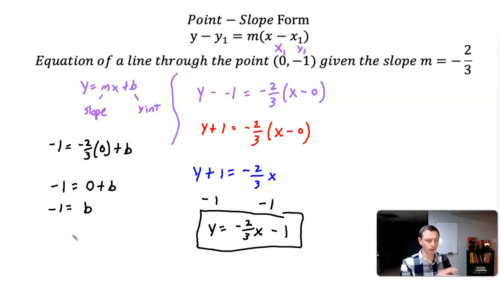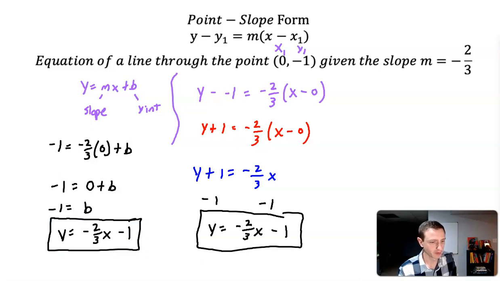The problem, though, is we do have to take an extra step and put it back into slope-intercept form. So y equals our slope, negative 2/3 x plus b, or just minus 1, or plus negative 1. Not a big deal on the form there. So there it is, two different ways.